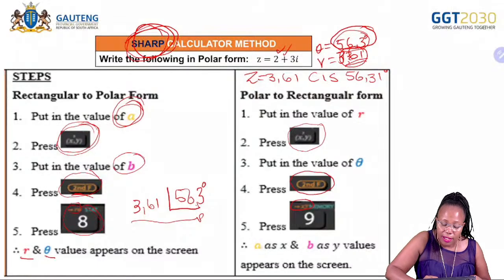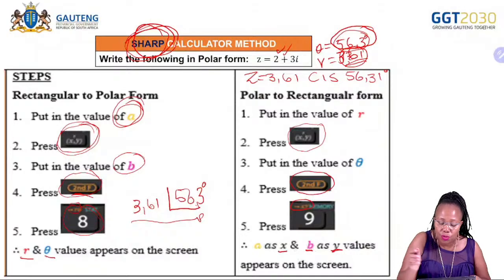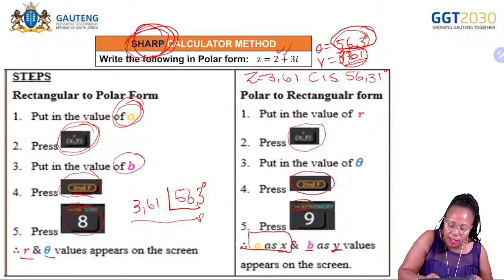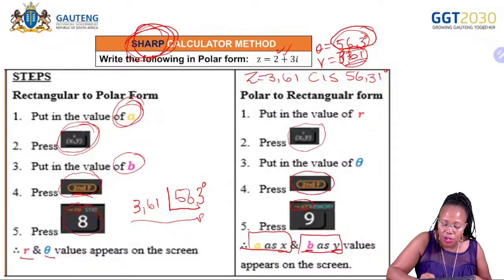Okay, and then now A will appear as X in your calculator. It will say X is equal to 2, or 2 comma some 0 something, and then B is equal to 3, but it will appear in terms of Y. So if it says X equals 2, you must know that is the value of A. The one that is saying Y equals 2, that is the value of B in your calculator.